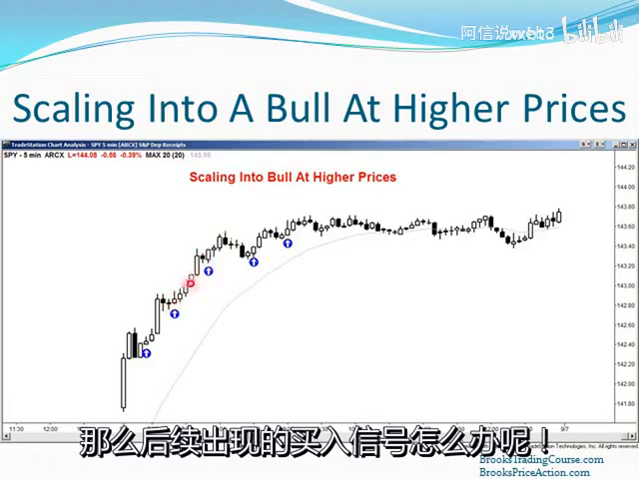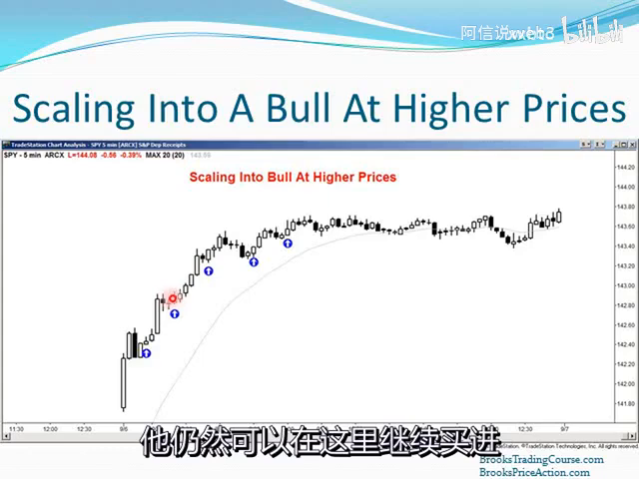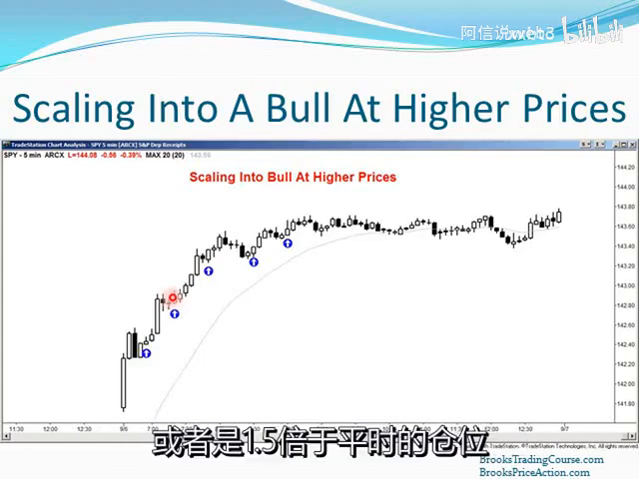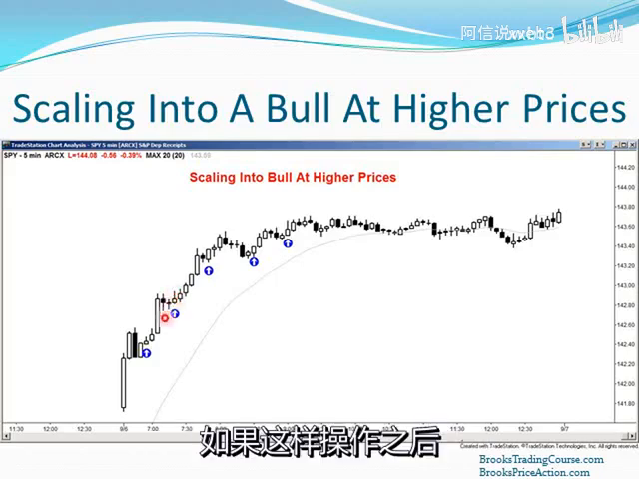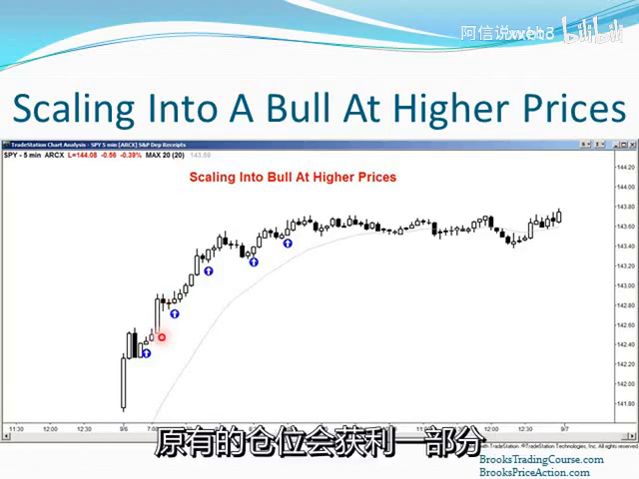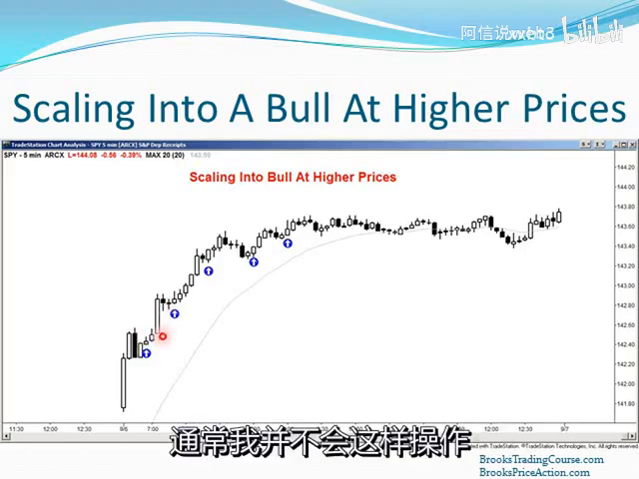What about these additional signals? The market is so strong they could buy more here, either another full position, so now they have a double position, or maybe a half, so now they have 1.5 of their normal position. If they did that, at this point their stop would probably be here. So if the market comes down, they would have a small profit on their original position and a bigger loss on their second position. In general, I usually don't do that.